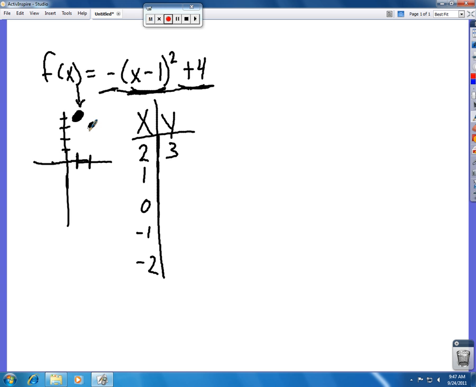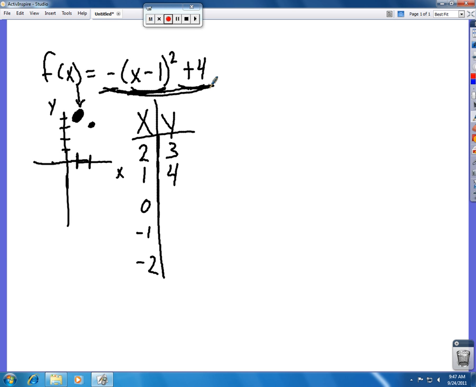Now let's plug in 1 for x. Well, 1 minus 1 is 0. 0 squared is 0. Negative 0 is still 0. 0 plus 4, that's 4. So at 1 on your x-axis, you're going to be at 4 on your y-axis. And hey, that point's already been marked out by just eyeballing this function. Okay, so now we got both those points on there.